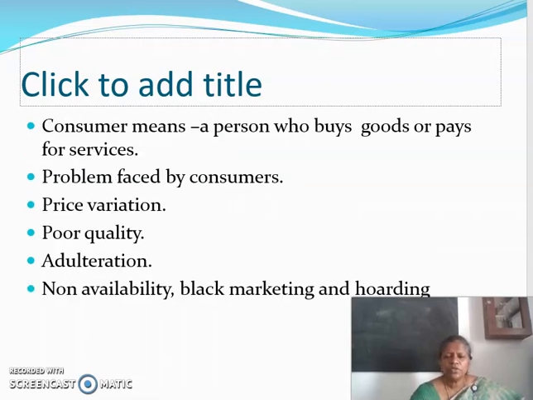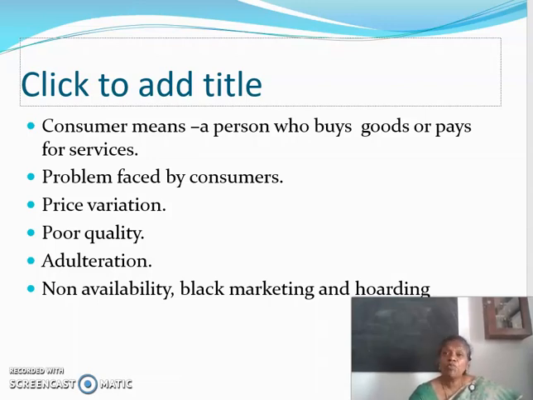First, we are going to see what price variation is. When we go to one shop, the price of the same product may vary from one shop to another. Including all taxes, that is what we have to pay. So the price of one product may vary from one shop to another. We have to check whether the price is the same or not. If the price varies, we need not get the product from that shop. So there is a need for consumer education there.